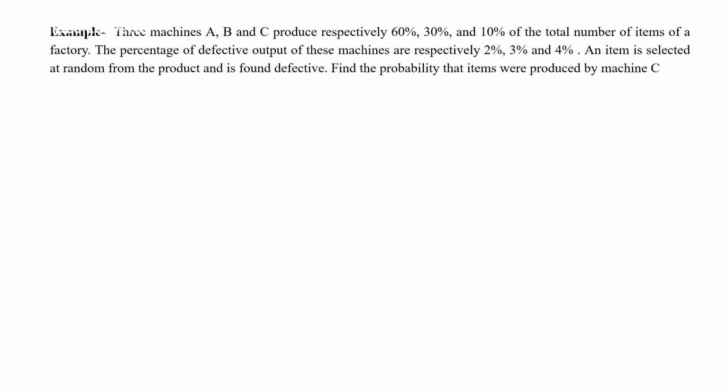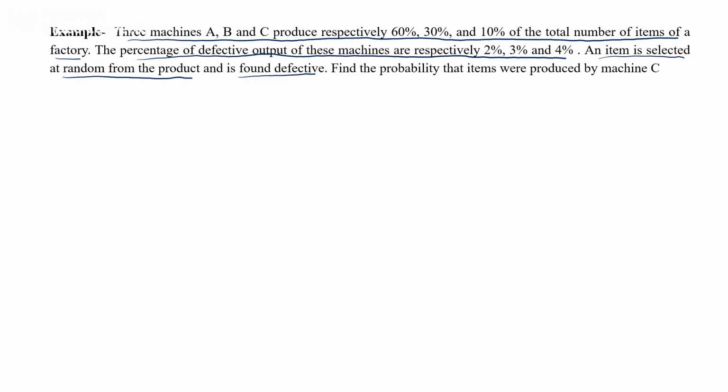Now the next example: we have 3 machines A, B, C that produce respectively 60, 30 and 10% of the total number of items of the factory. The percentages of defective output of these machines are respectively 2, 3 and 4%. An item is selected at random from that product and is found to be defective. Now we have to find the probability that the item was produced by machine C. So here first we write the events.